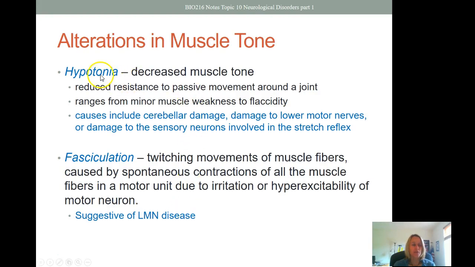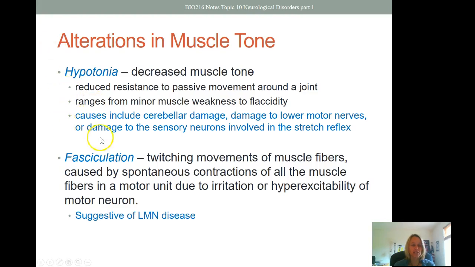Alterations in muscle tone. Hypotonia refers to a decrease in muscle tone. So here we have reduced resistance to passive movement around a joint, and this can range from minor muscle weakness to flaccidity. The causes of hypotonia include damage to the cerebellum, damage to the lower motor neurons, or damage to the sensory neurons that would give that input to the lower motor neuron. So, damage to neurons involved in that stretch reflex.